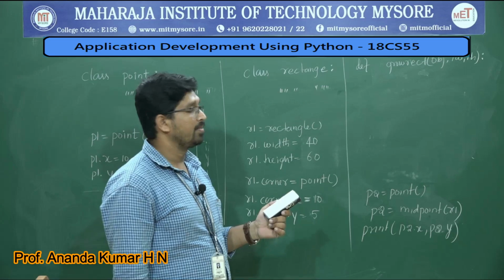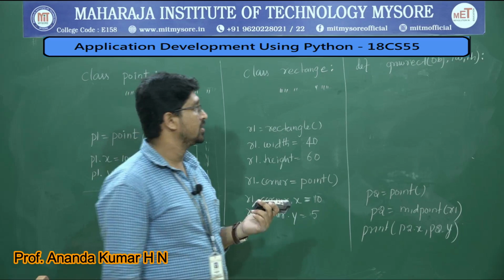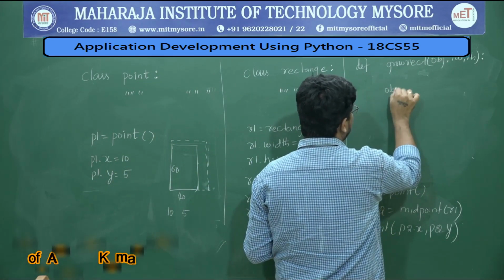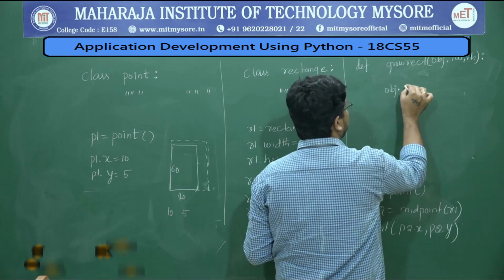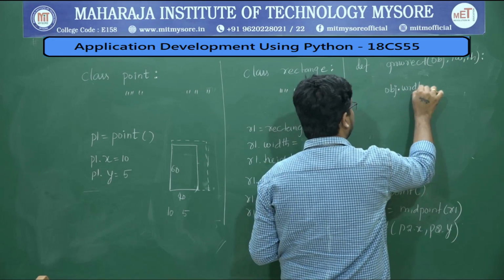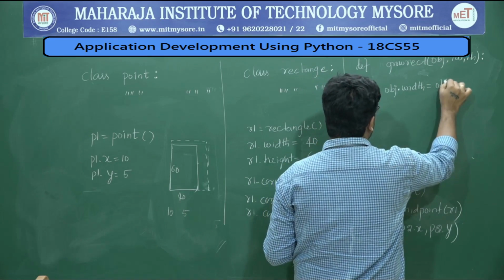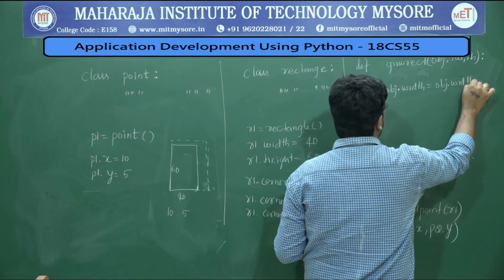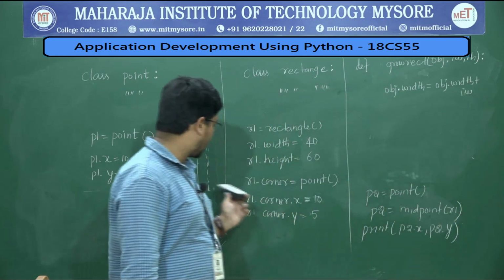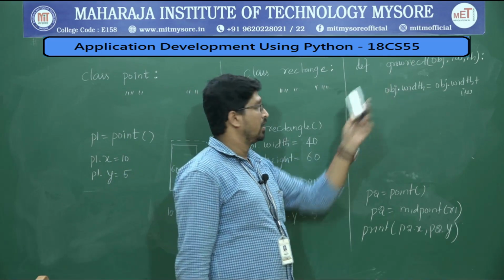So I am taking 3 parameters now. What is the object to be passed? What is the increase in width and increase in height? So when you write like this, you can consider obj.width = obj.width + IW, which means the actual width 40 plus 10, 50, will be stored back to obj.width.